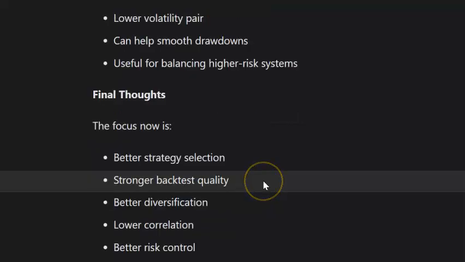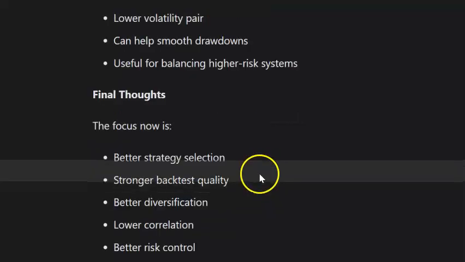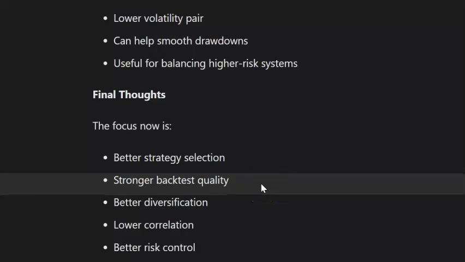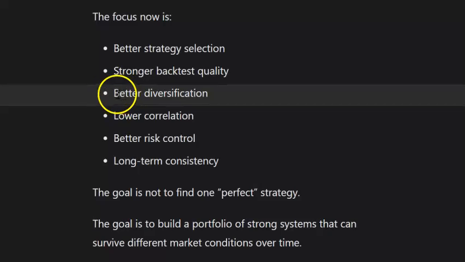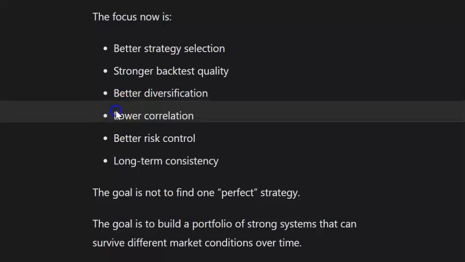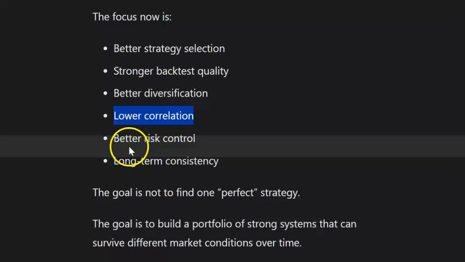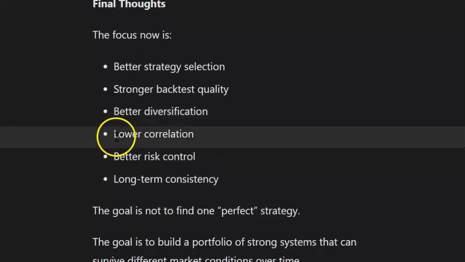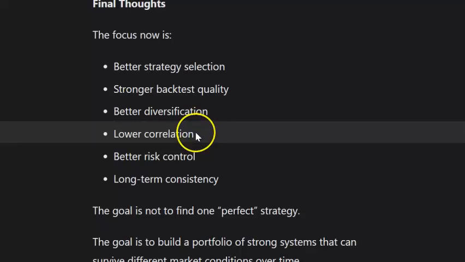So the final thoughts is the focus now is better strategy selection, stronger backtests. Obviously not looking at reverse ones anymore, losing ones anymore. We want better diversification, like I'm adding those 4 new assets, which would potentially create lower correlation. And those 4 assets I checked for correlation as well. They may have a bit of correlation, but most of the time they should be uncorrelated based on my research. Obviously things can change with the market and all that, but for now I think it's okay.